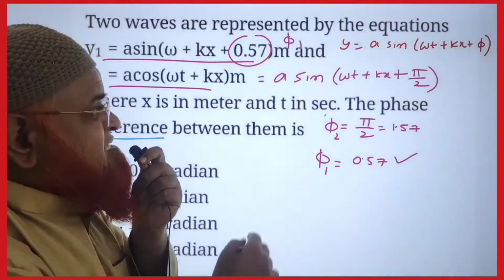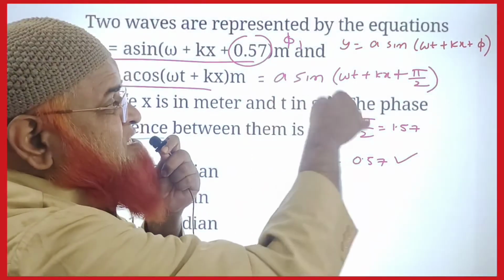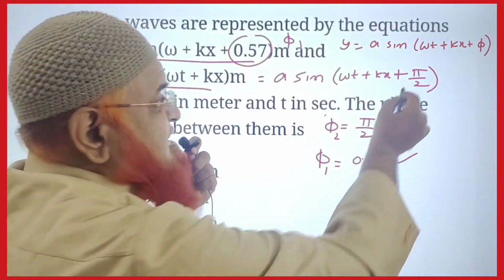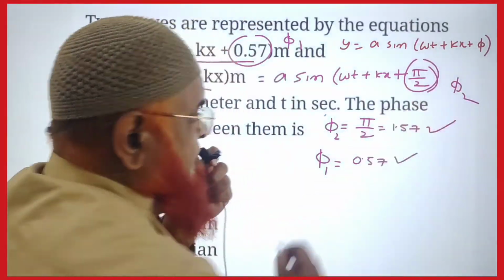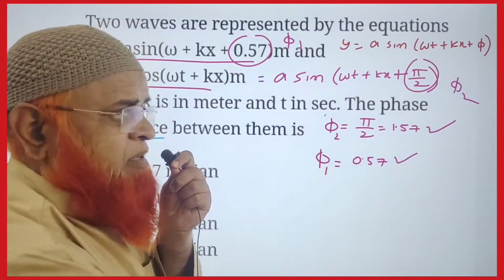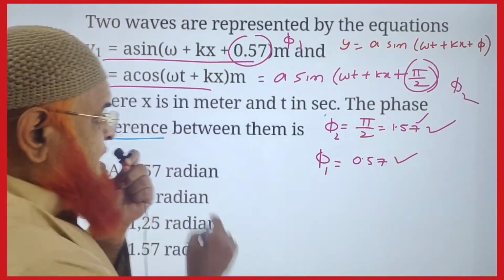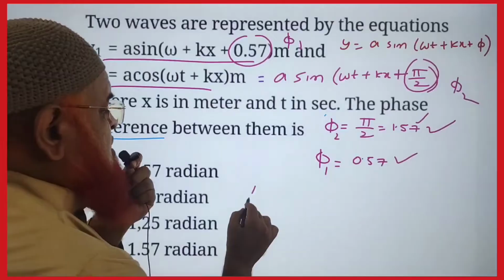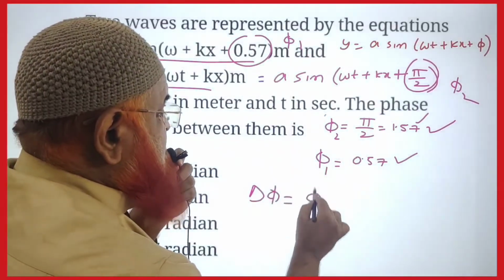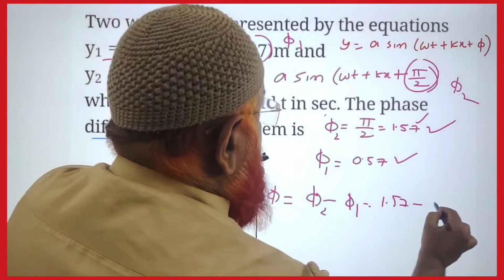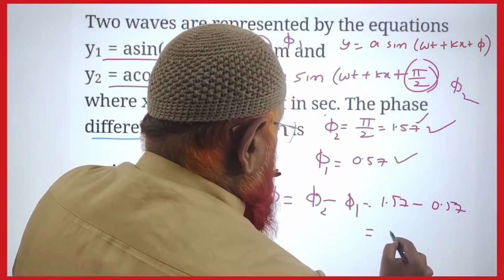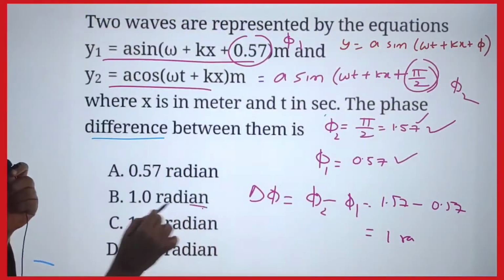Sin will become cos: sin theta is equal to cos theta is equal to sin(theta + π/2). यहां पर फेस हो गया 5.2 का, वैल्यू कितना हो गया π/2. पाई का मतलब 3.14/2, इसका मतलब 1.57. क्या पूछ रहा, फेस डिफरेंस पूछ रहा. फेस डिफरेंस किस तरह मालूम करेंगे, फेस डिफरेंस मतलब 5.2 माइनस 5.1. इसका डिफरेंस कर दो, 1.57 माइनस 0.57 हो गया 1 रेडियन. आ गया आंसर.